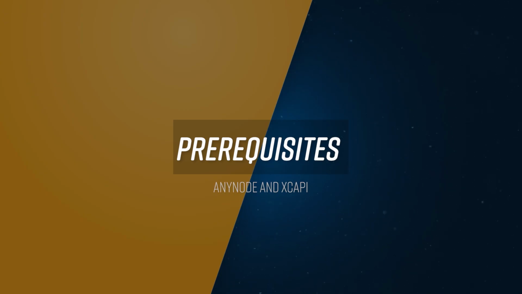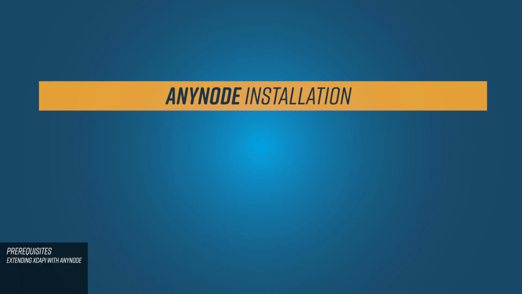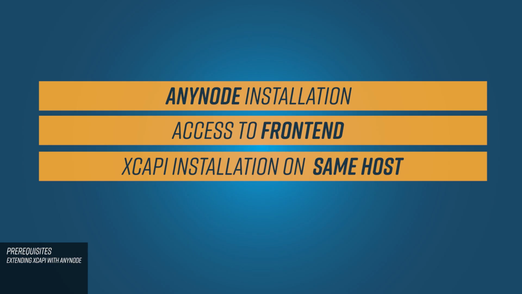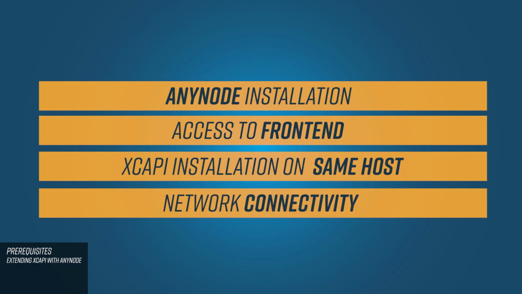Prerequisites. You need a working installation of anynode, either licensed or using the free demo version. Access to the anynode frontend is required to complete the configuration steps. Additionally, install XCAPI on the same host as anynode, again, either with a valid production license or the freely available demo license. Ensure that the host system has proper network connectivity to reach the third-party SIP endpoint, e.g., PBX, SBC, or SIP provider, including correct routing and any necessary firewall allowances.